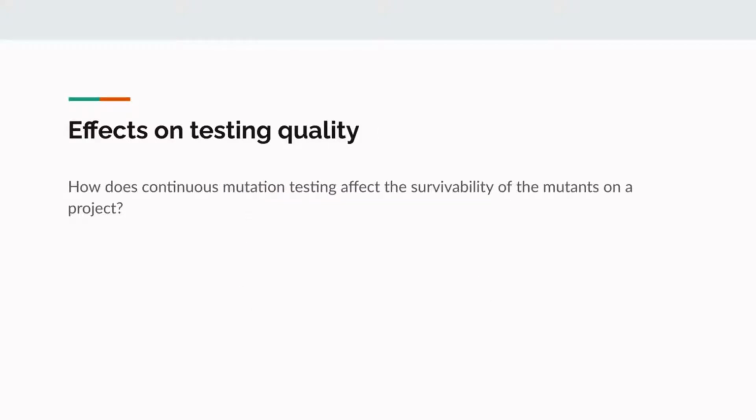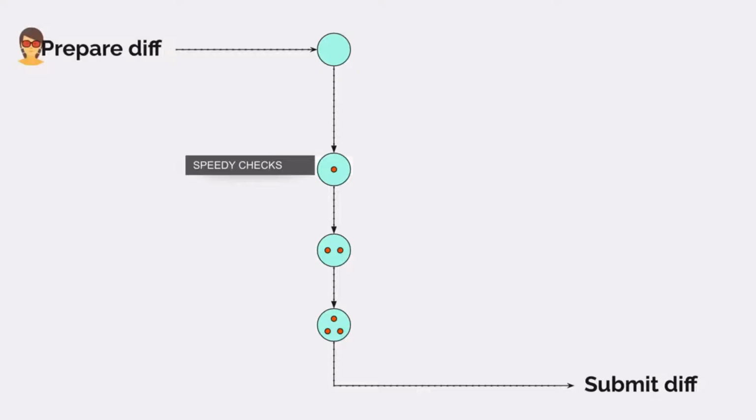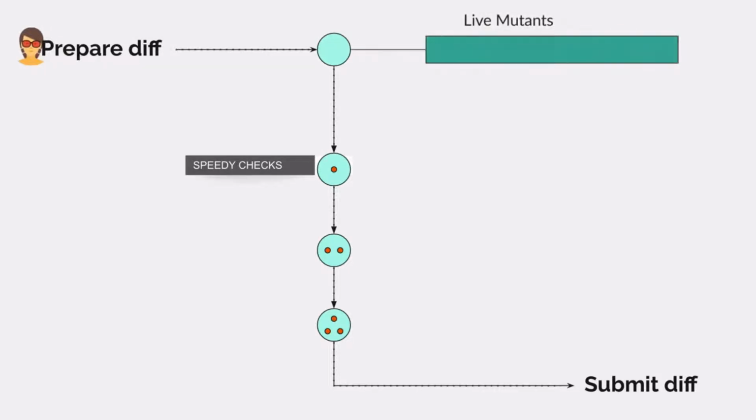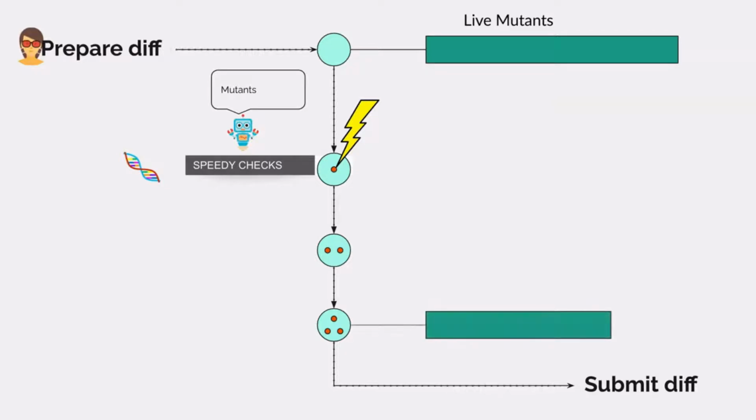But what are the effects on testing quality? How does continuous mutation testing affect the survivability of the mutants on a project? Let's look at the code review process again. At the beginning, when the diff is sent for review, there is some amount of live mutants in the code. Then comes the point of intervention, where we can report live mutants, those that exist. And finally, if developers use these live mutants as test goals, we would expect to see fewer live mutants when the code is submitted, because there were extra test cases written for them and they are thus killed. We can call this delta mutants.